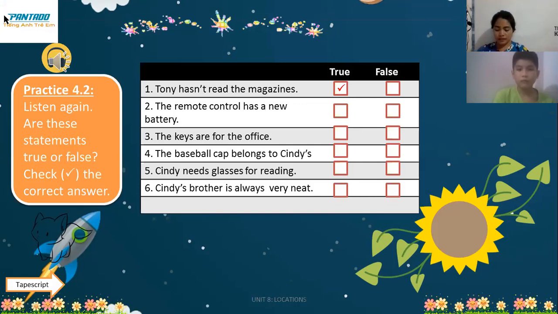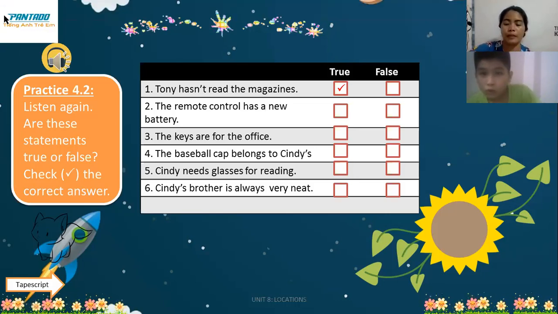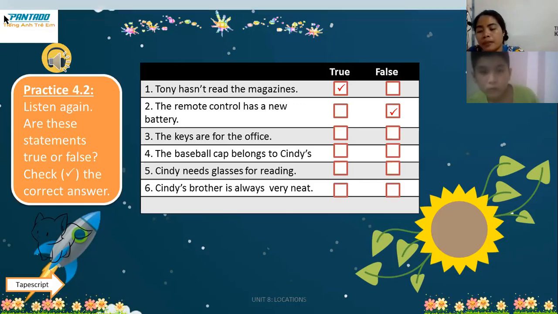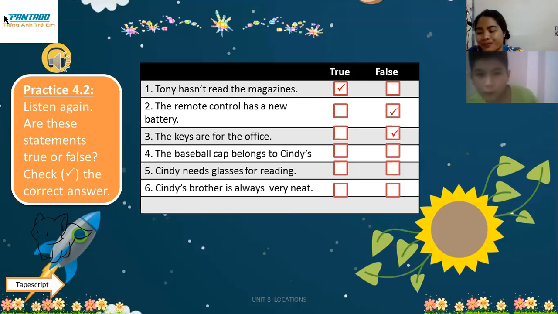Okay, what is your answer? One is two. Number two is phone. Number three is phone. Number four is phone. Number five is two. And number six is phone.